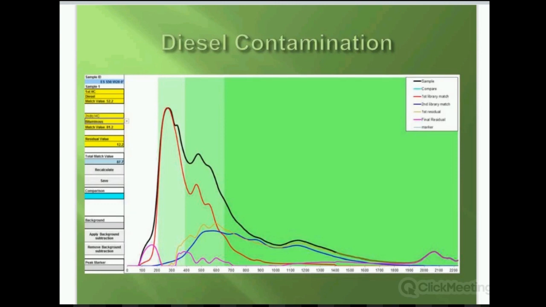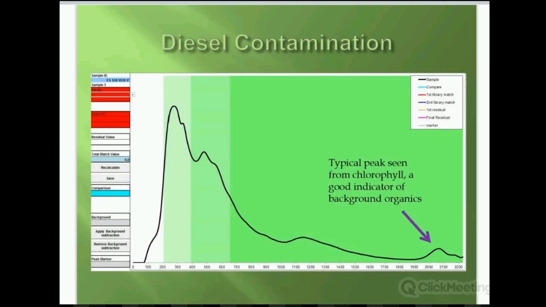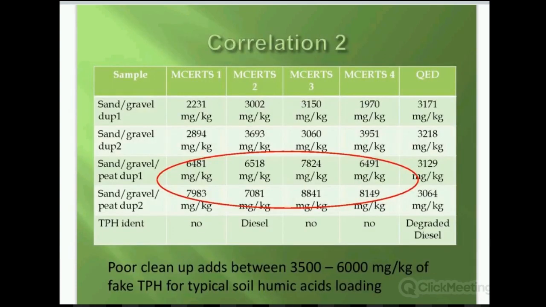But yes, on the extreme right-hand side of the fingerprint, you'll see a little lump. Here it is, and that is chlorophyll, which is a good indicator of background organics. So if that's present, you'll usually get a much higher value coming from the laboratory if they haven't done proper cleanup. And so going back to that original study, you can see that without proper cleanup, that peat is adding between 3,500 to 6,000 milligrams per kilogram of fake TPH.